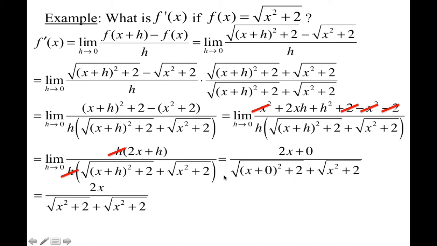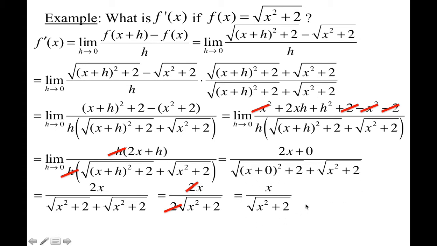And on the bottom, I'm just going to be left with x squared plus 2 plus x squared plus 2, of course, the square roots. Since these are the same, I can go ahead and combine them. So now I have 2x over 2 times the square root of x squared plus 2. The 2's cancel. So my final answer is x over the square root of x squared plus 2.